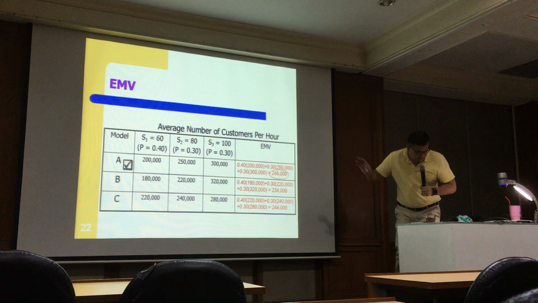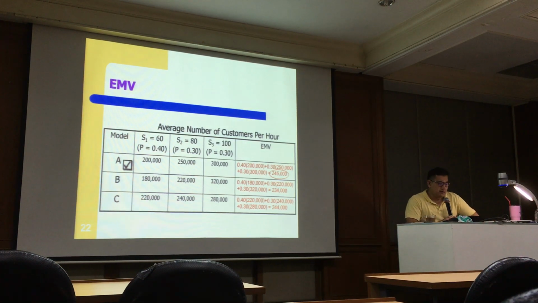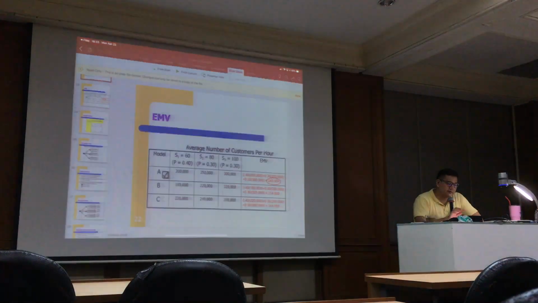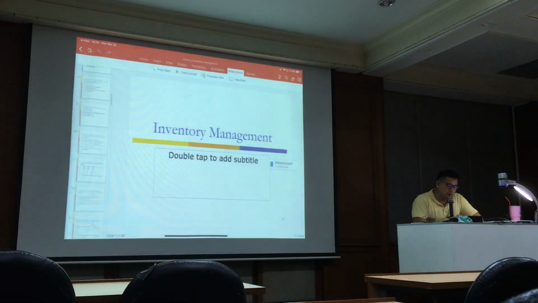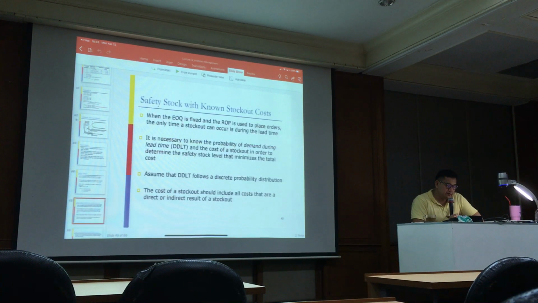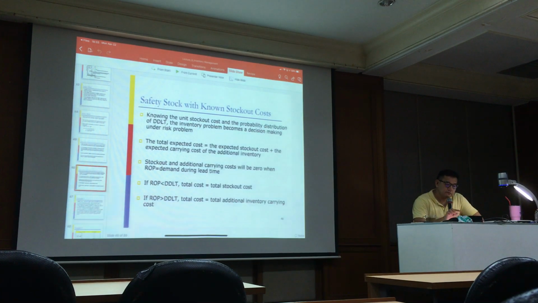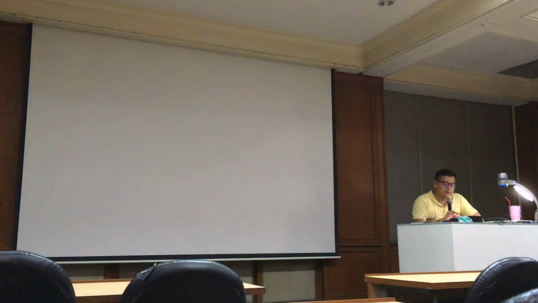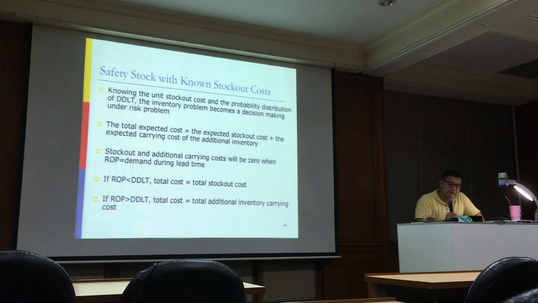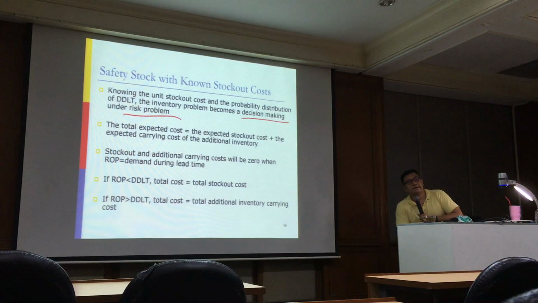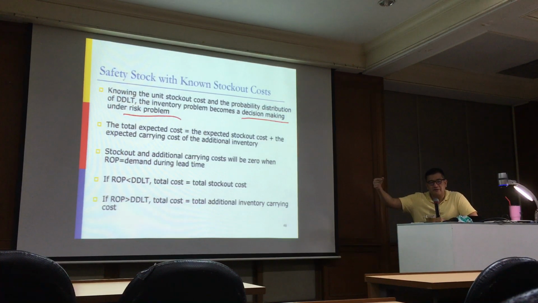The same applies to inventory. For inventory, in the case that we know about the stock out, we can use the same concept, decision making under risk. But the value is different from the previous example, because in that example it was about the payoff that you're going to get. For the safety stock, we're going to analyze based on the cost.